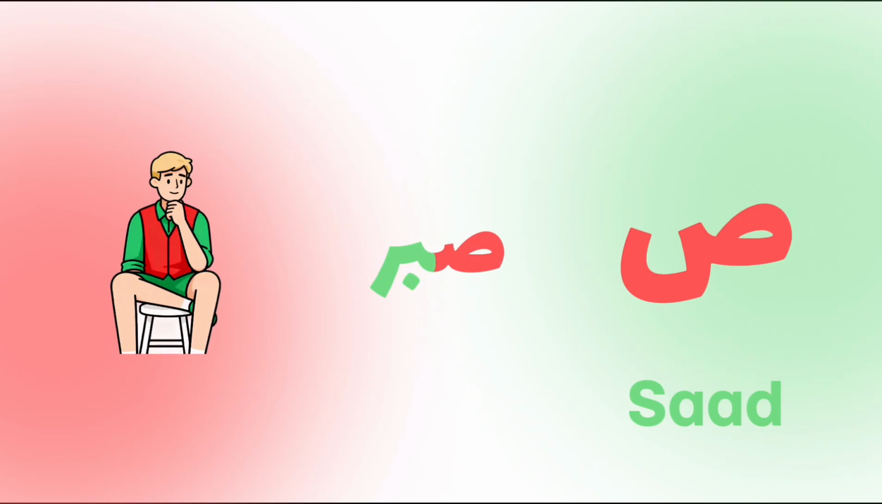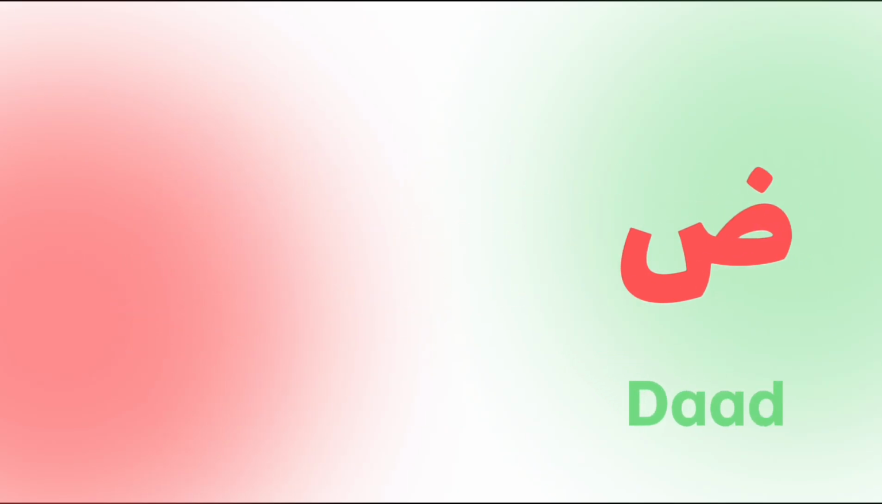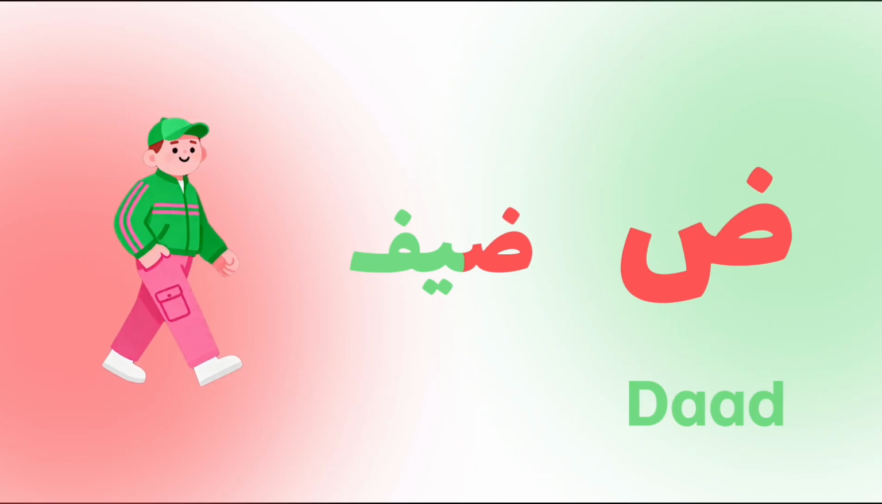Sad. Sad, a deep heavy S sound like in Sabr. Sabr, patience. Dhaad. Dhaad, a deep heavy D sound like in Daif. Daif, guest. So you are doing great so far, halfway there.